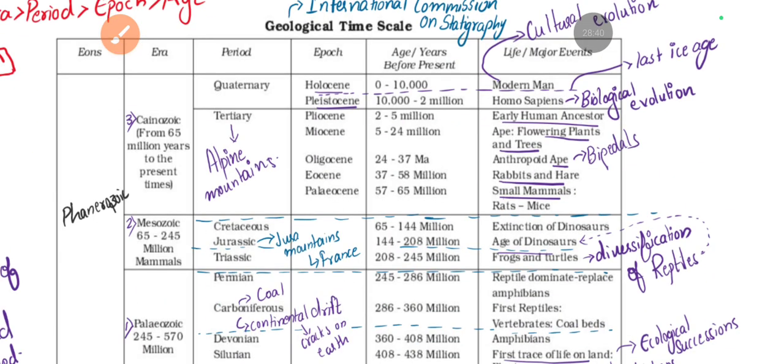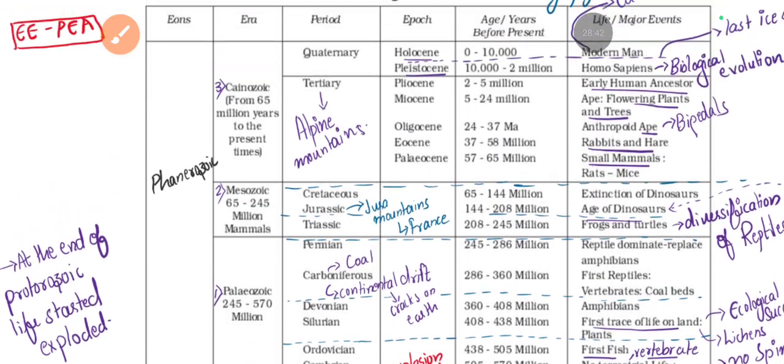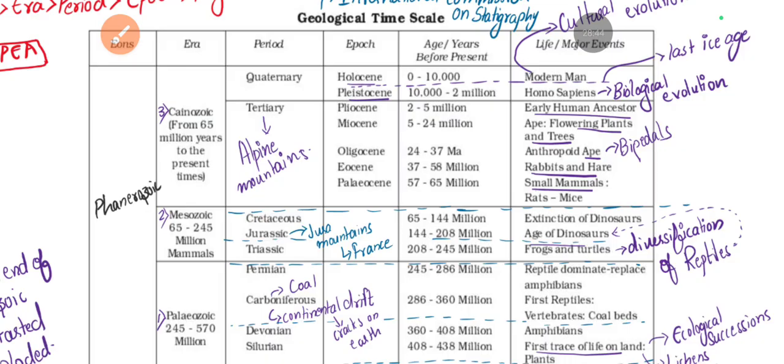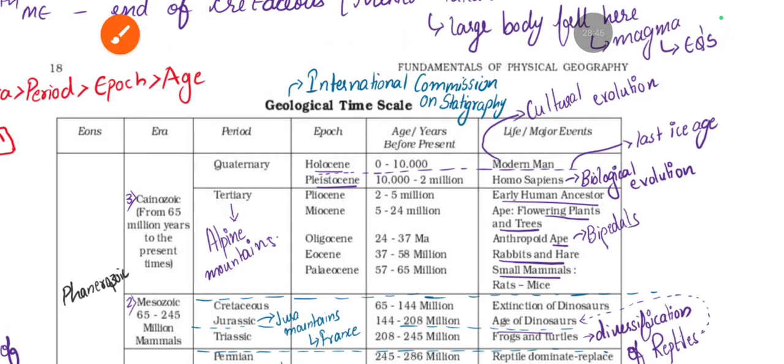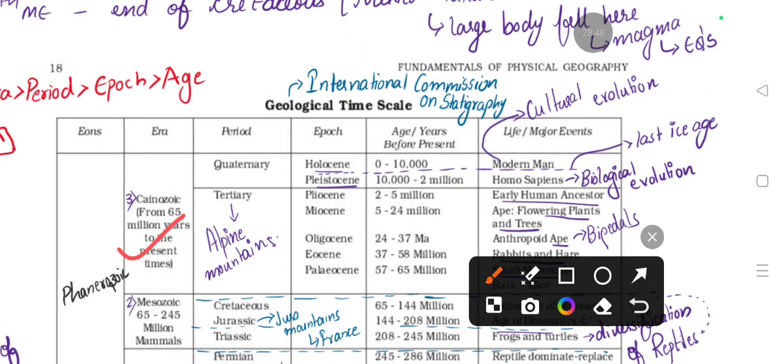Okay, so now let's go back to the story again. We have completed the Mesozoic era also. Now let's go to the Cenozoic era. The Cenozoic era is the era which we are living in. The Cenozoic era can be divided into two important periods: one is the Tertiary period and one is the Quaternary period.